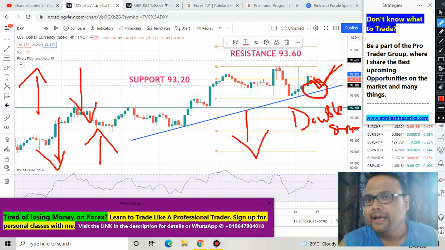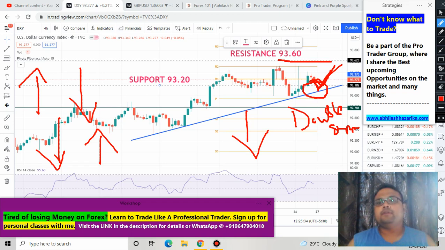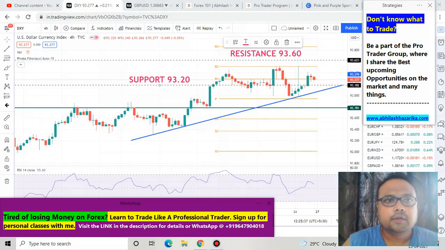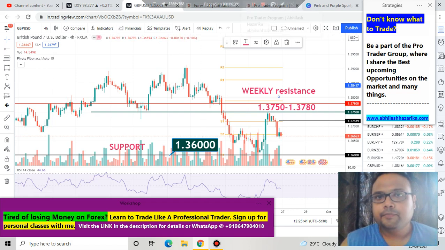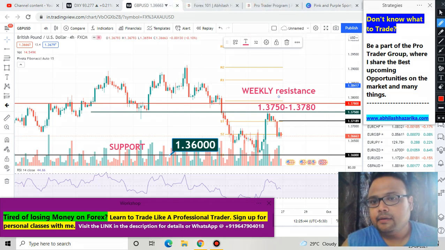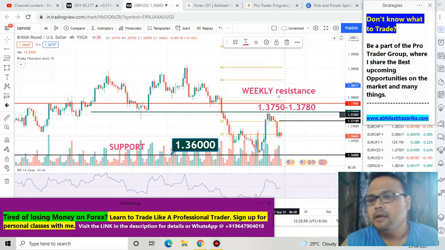Yes, afterwards it has a sub resistance. US dollar has resistance at 93.60. That's a different chapter, but there is a possibility of US dollar bouncing from this support level. So if it bounces from the support level, then GBP USD will be going down. So the strategy is simple. Buy at this particular level of 1.3600. If market bounces, that is your first trading opportunity. And if market goes up and reaches 1.3750 level to 1.3780 level, and if market reverses, you can short the market. This is your second trading opportunity.